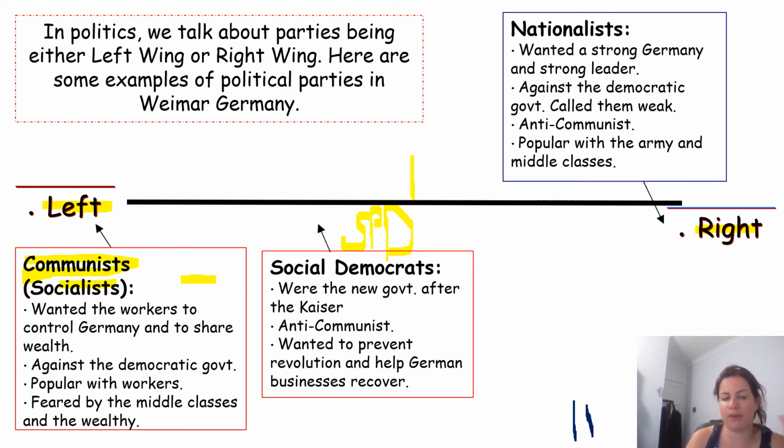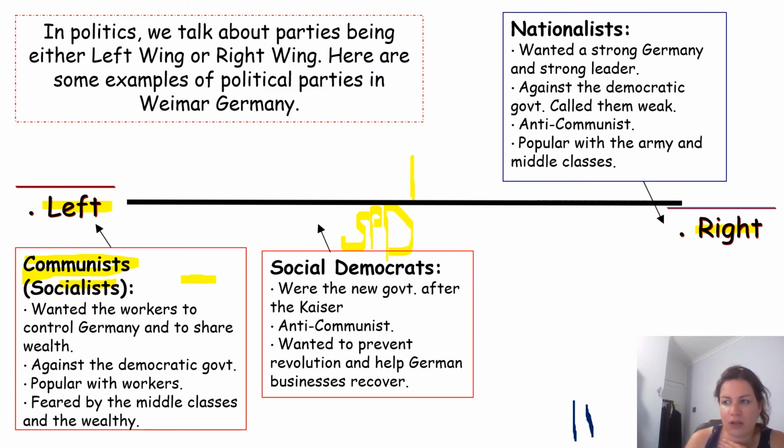They were very popular with the workers. The working class would often vote for them and side with them. They were very much against a democratic government. They were feared particularly by the middle classes and the wealthy, because they wanted to share things in the government. They wanted a lot of equality, and that there should be no private property. And obviously the wealthy wanted to keep their property and their money, and that didn't appeal to them.